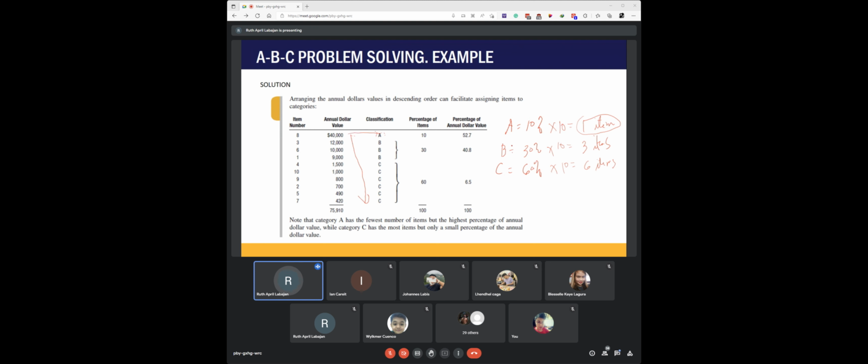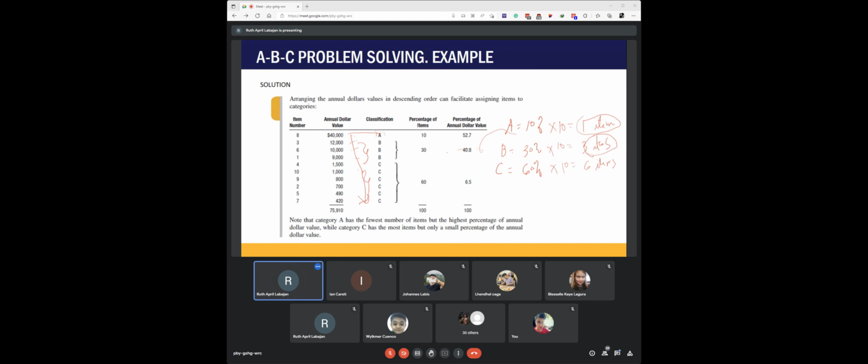Then the next 3 items will be B. So, following the sequence, 1, 2, 3. Okay? So these three are B. And the rest will fall under C. Okay? Understood?